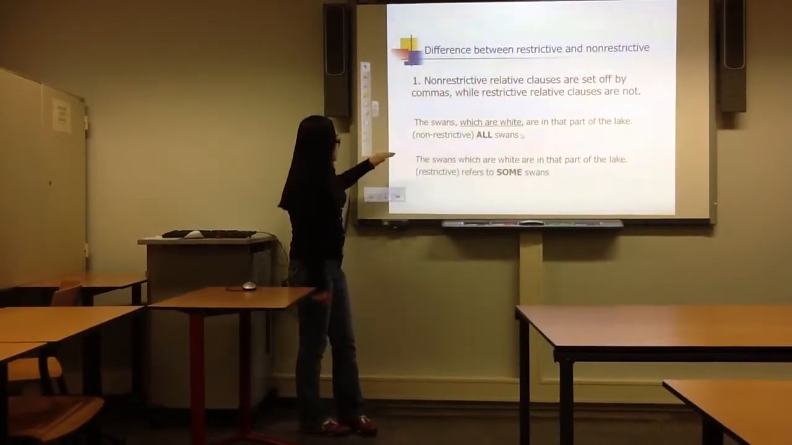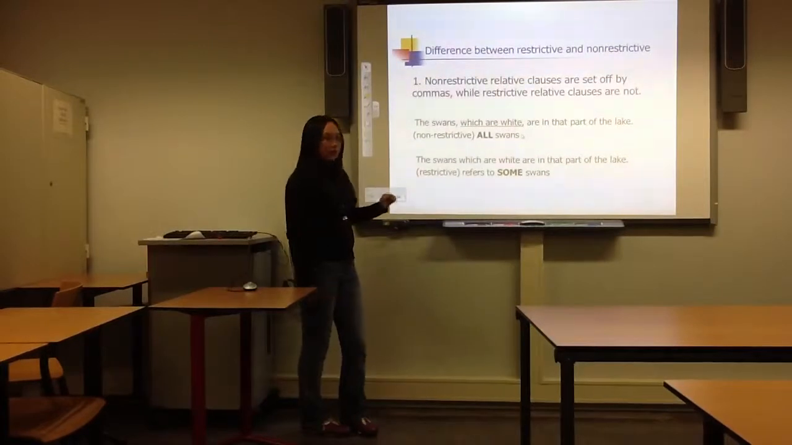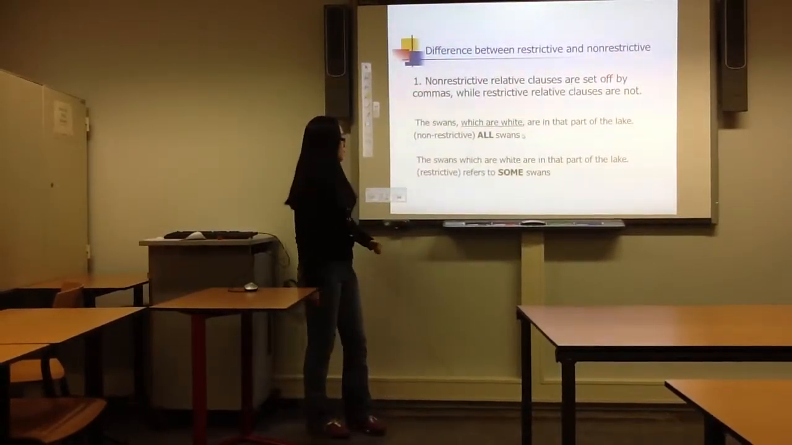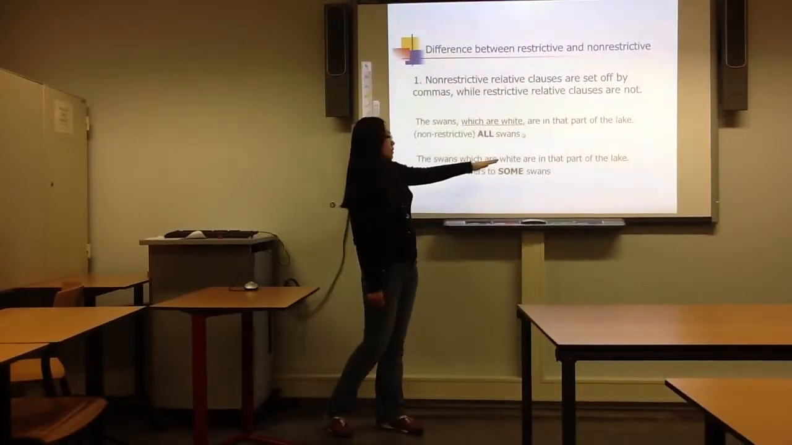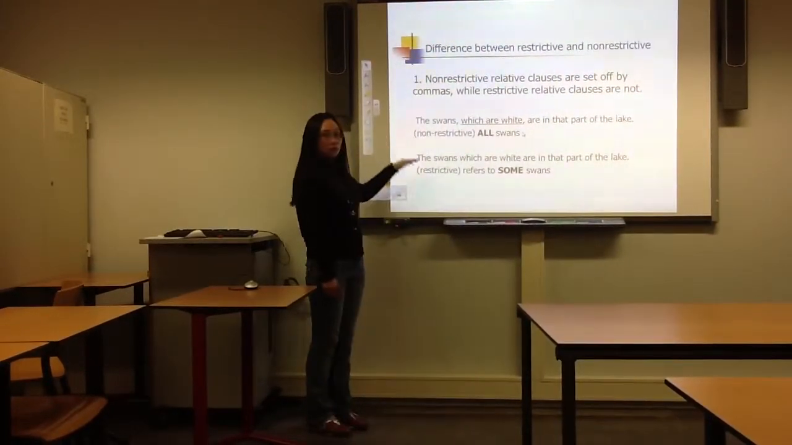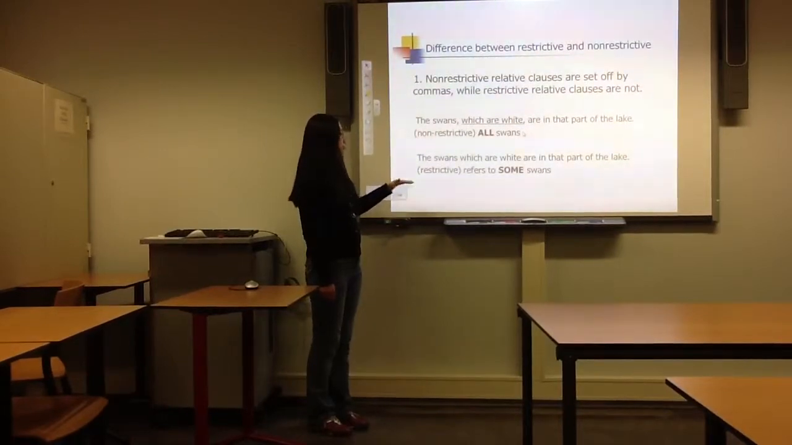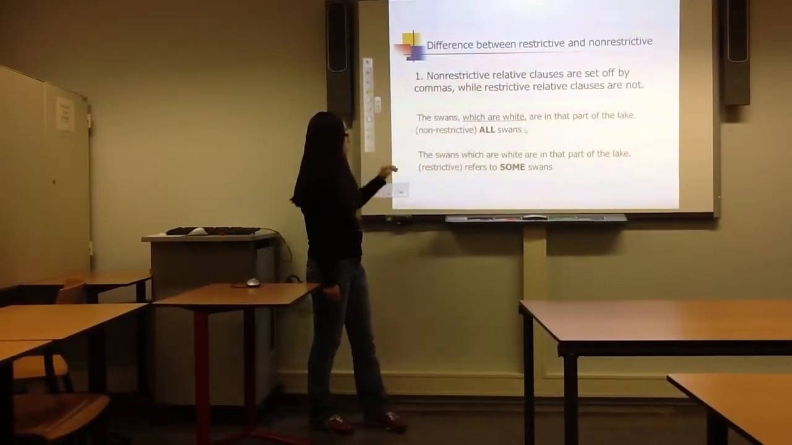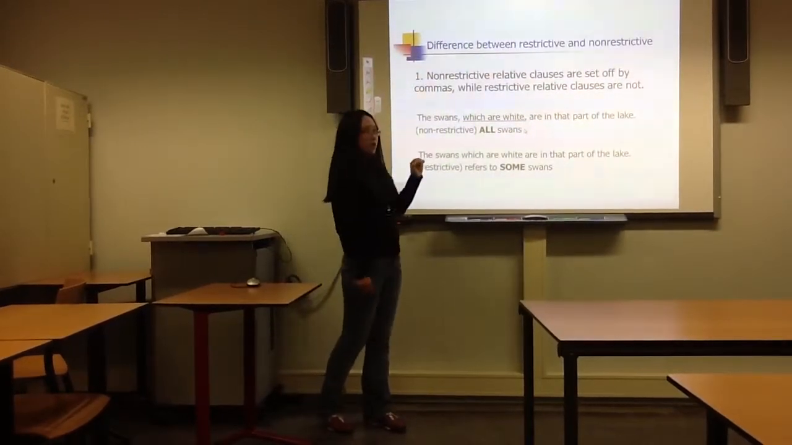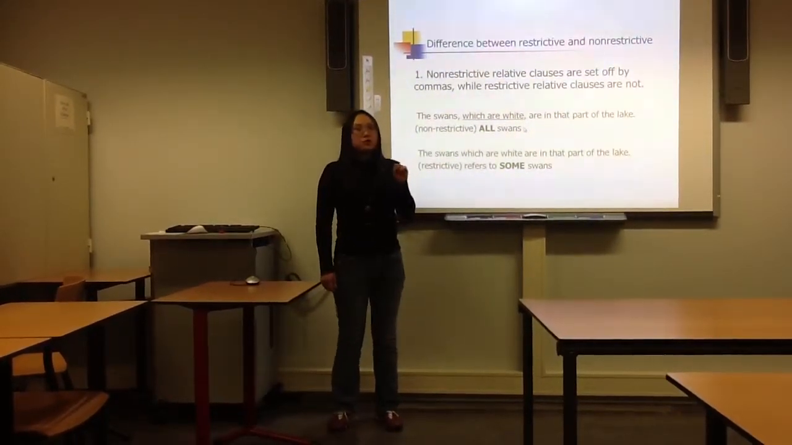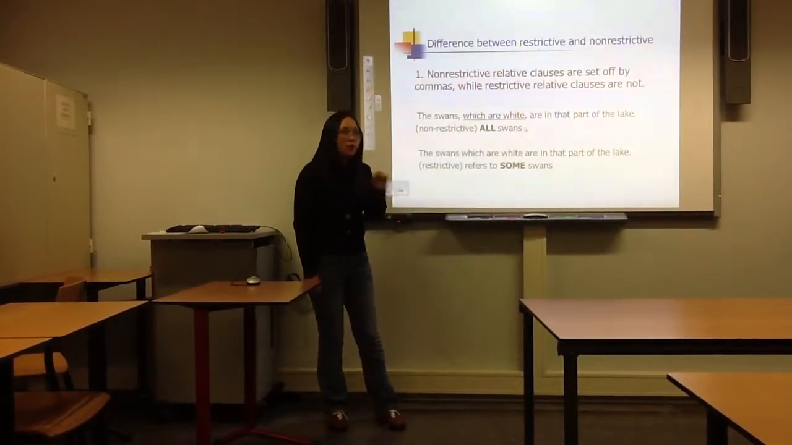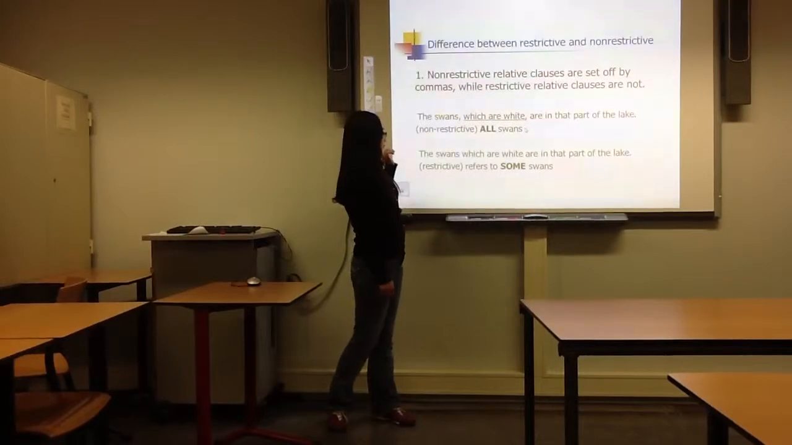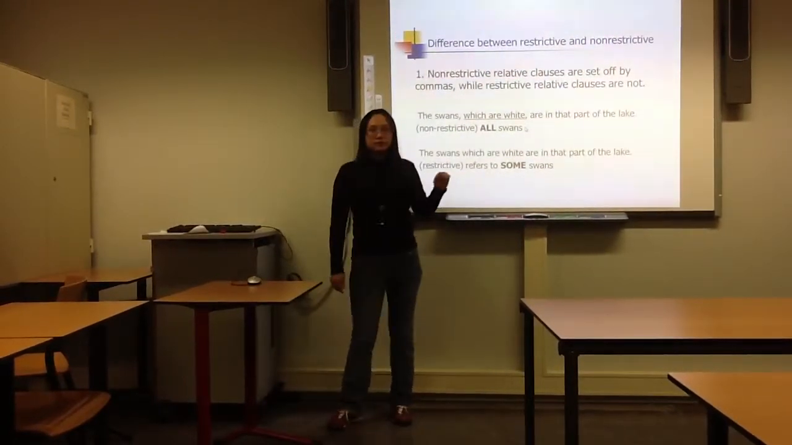And the second sentence is different because it's a restrictive relative clause. The clause, which are white, restricts the subject swans. It refers to some swans: the swans which are under discussion, different from others, are white, while the others are red.